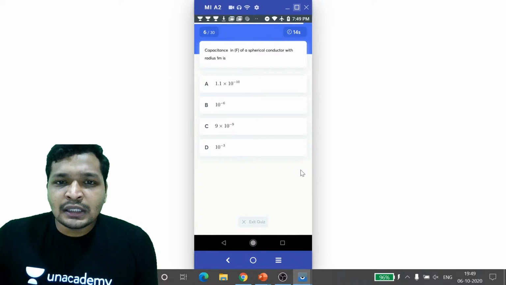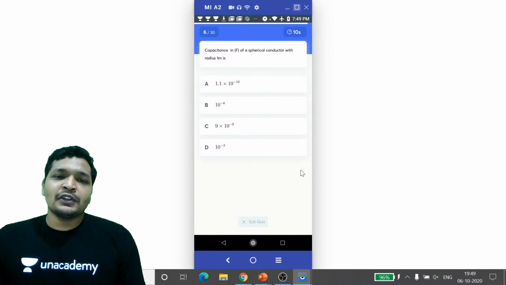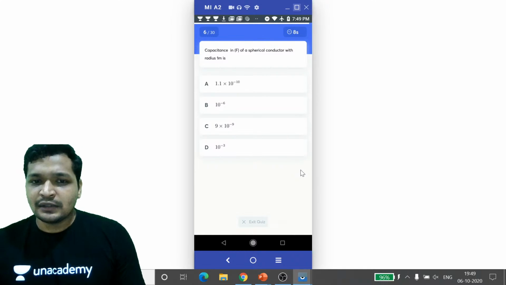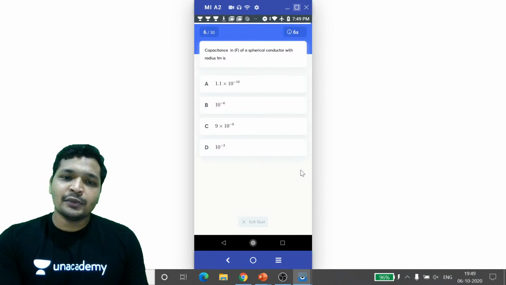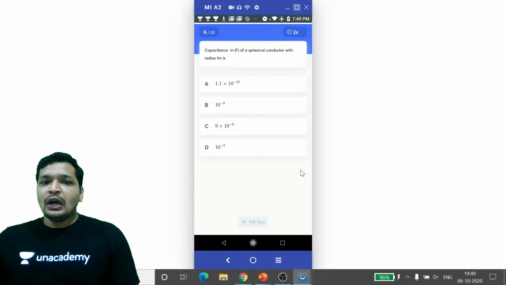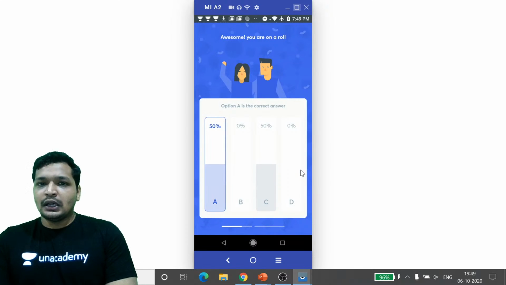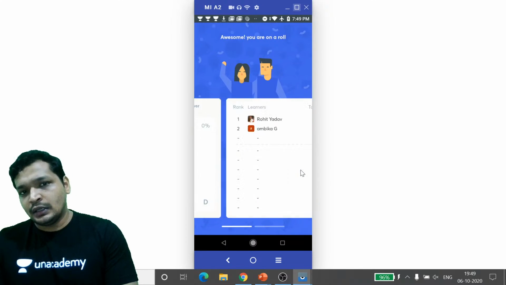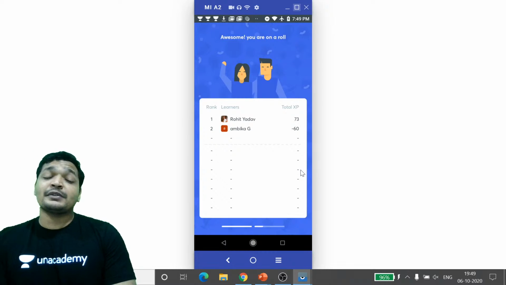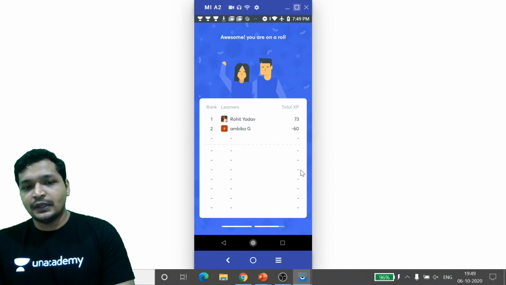So capacitance in, how do you do this? It's 4 pi epsilon naught r, and you can derive it as well. And anyway, it's going to be 4 pi epsilon naught r. You can think about it as 1 by 4 pi epsilon naught, take that value, and work it out the reverse way. Okay.